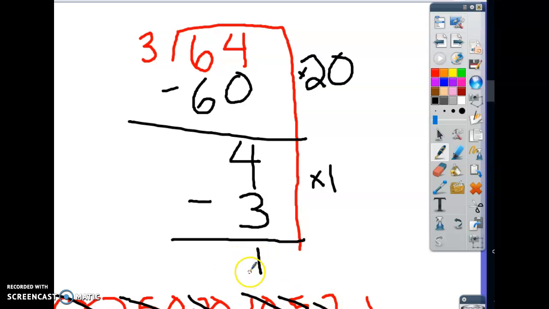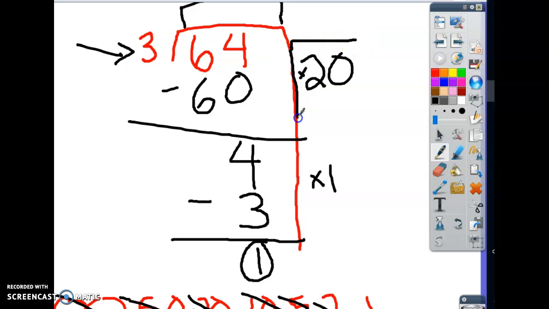Now, this is where you stop and you think, okay, I know that I can't do a 1 again because that's 3. Whenever your answer to your subtraction problem is less than your divisor, this is going to be considered your remainder. That's where you stop. So I'm stopping right here, but I still need to figure out what is my quotient, what is my answer.